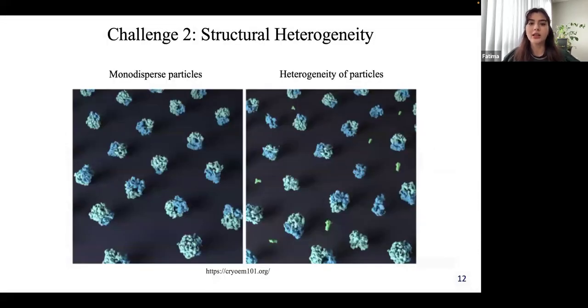Another one is structural heterogeneity. In order to make a good 3D model, we need a good distribution of our particles. That means we need particles with the same size, mass, and shape. But what if instead of the left picture, we have the right picture? Here, it's almost impossible to average them and make a good model from it.